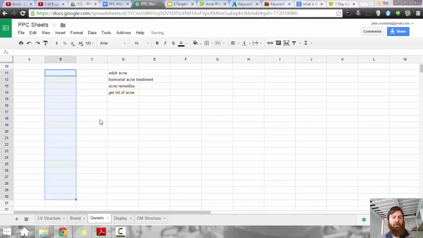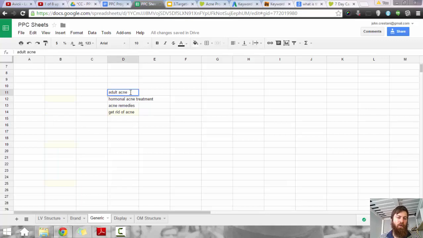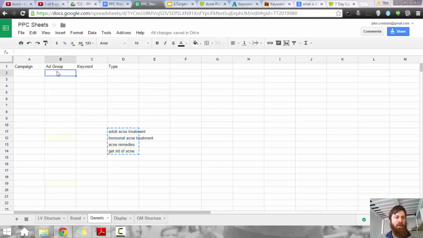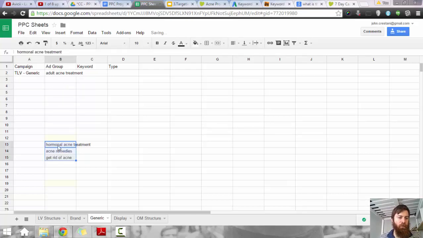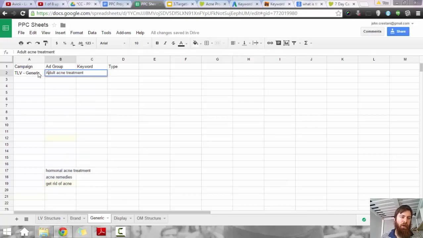We'll do adult acne treatment actually. I saw that on there. It's just a little more long tail. It doesn't really matter. I didn't pick many of those for any reason, just because they're slightly different. I just want to give you an idea of how to create some ad groups here. So first, we're going to base our first ad group around adult acne treatment.